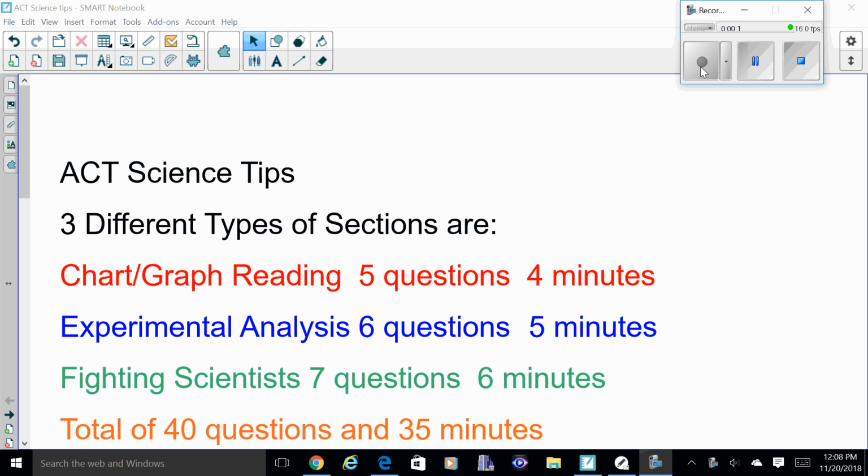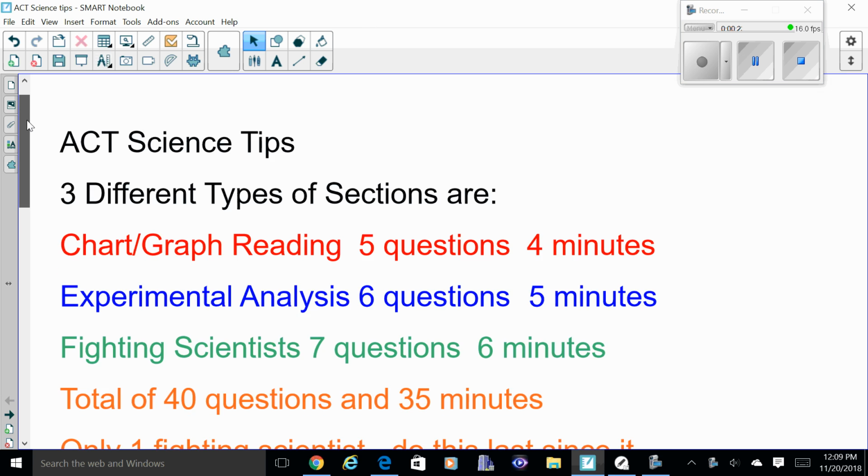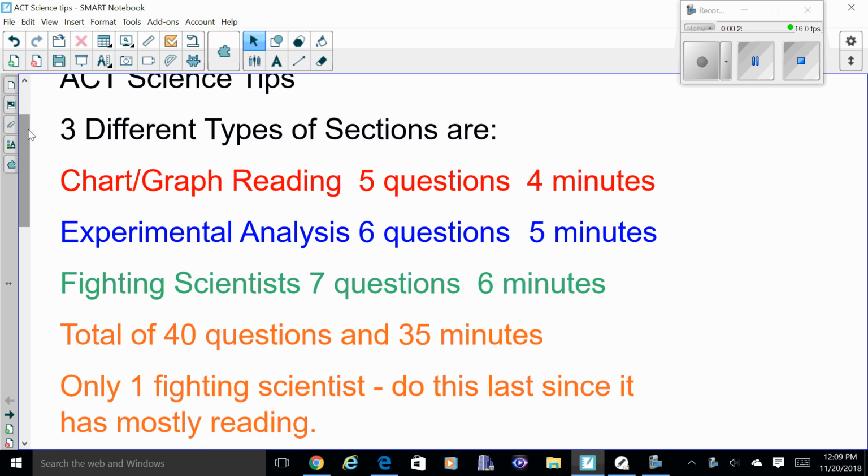We already talked about this a little bit before when we did the charts and graphs, and just to review a bit, there's actually 3 different sections to the ACT test. One's going to be about charts and graphs. If you remember, each one of those usually has about 5 questions. They might mix in 6 questions now.